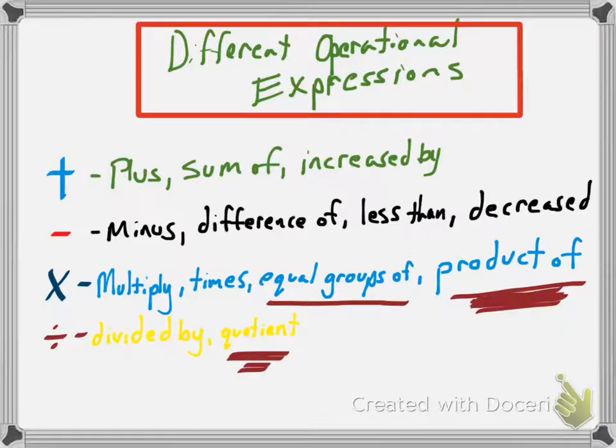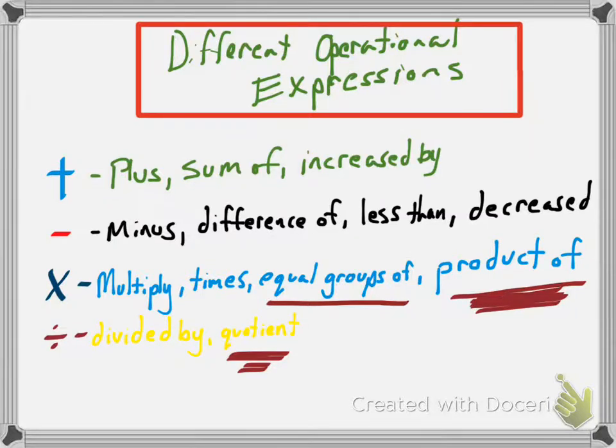Quotient is dividing. Now, equal groups of, whenever you're multiplying, all you're doing is taking equal groups of things and putting them together. So 2 and 3, 2 times 3. You're taking 2 and putting 3 equal groups together. So that's 2, 2, and 2, which is 6. Now, dividing is only expressed by divide by and quotient of. That's pretty easy. Divide by and quotient of.